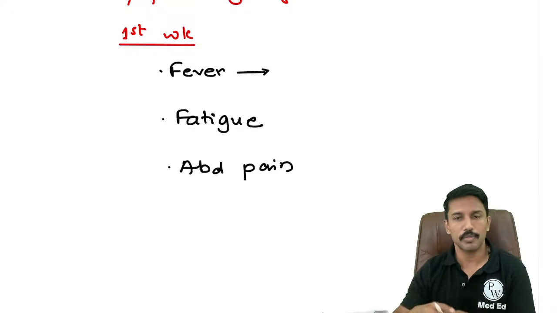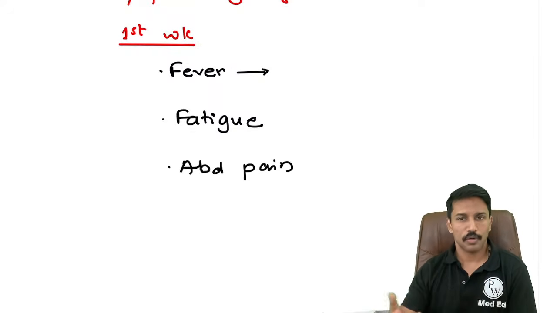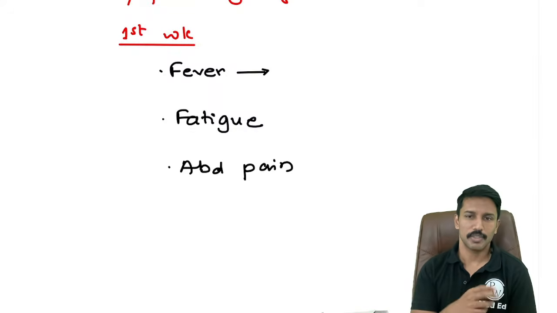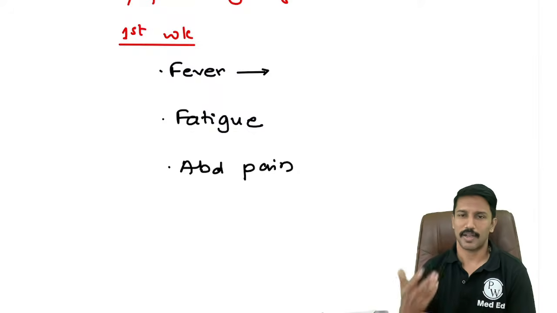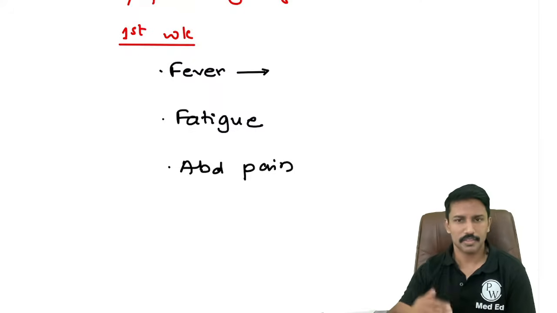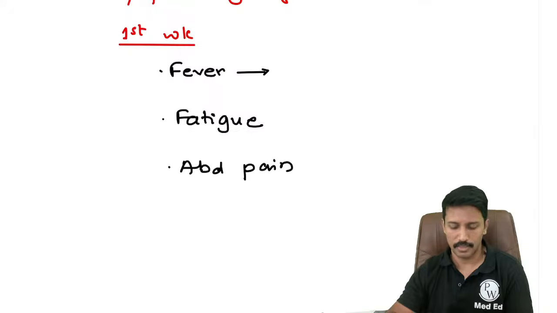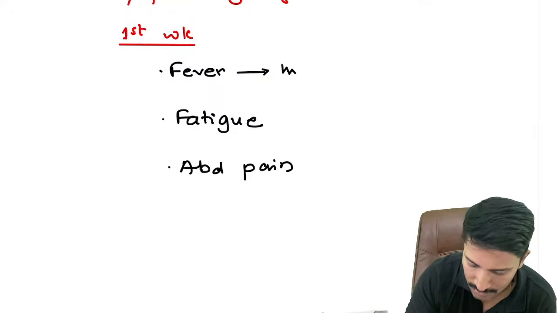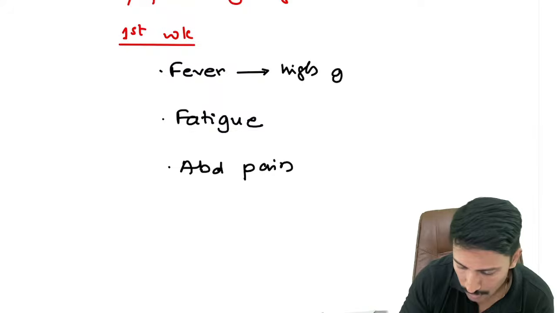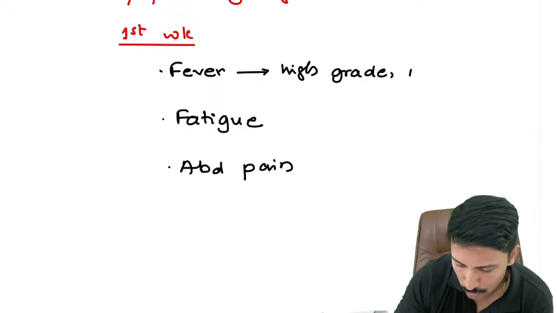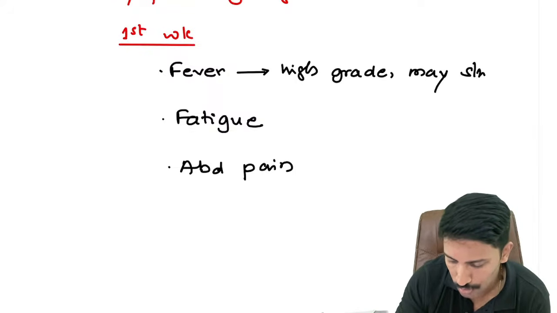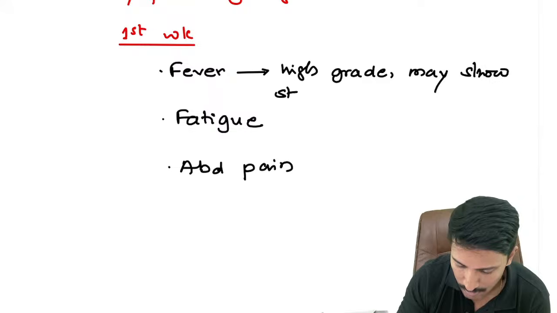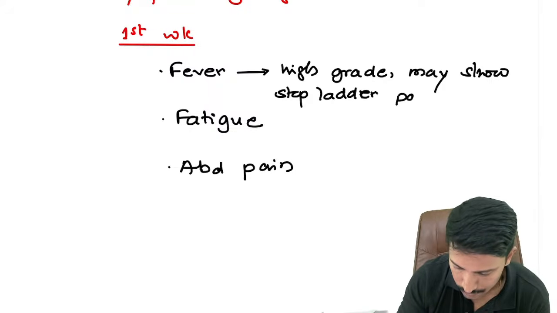We don't see it today because even before coming to the hospital, the patient or patient family members tend to give them antipyretics, either paracetamol or ibuprofen, which breaks this usual pattern, right? So fever is usually high grade fever that these patients present with. It is high grade, and you can write, for the sake of exam, it may show what we call the step ladder pattern.